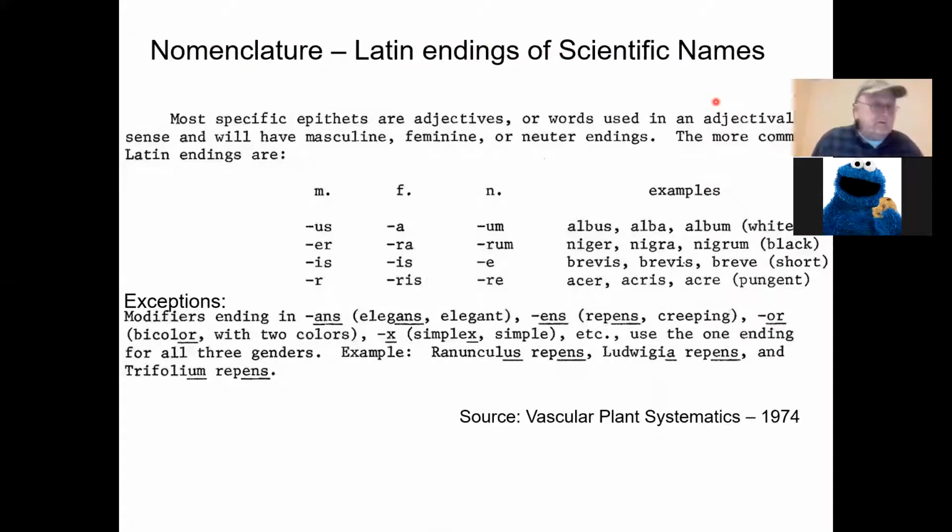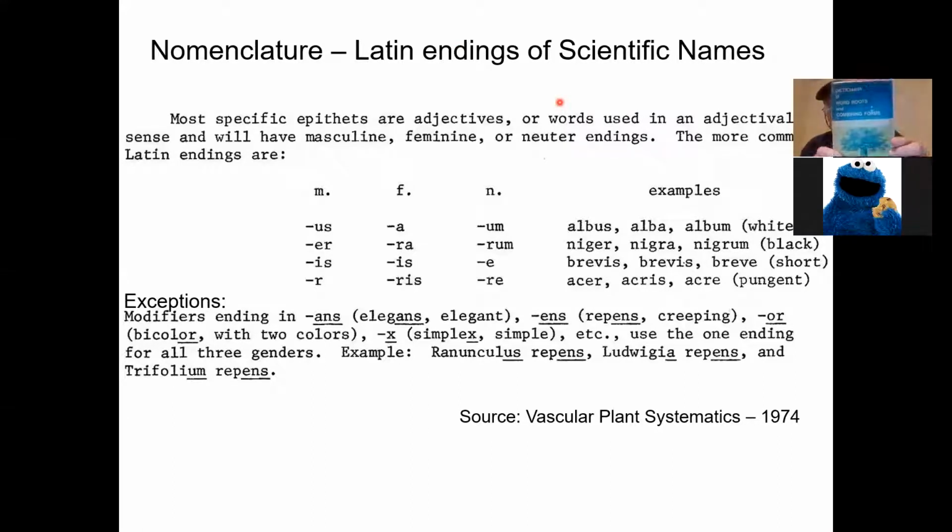Okay, now this is still talking about nomenclature. It's trying to help you understand the Latin endings. Names in scientific names either, again, have to be Latin or there's some other language that have Latin endings. The usual alternative besides Latin is Greek, okay?